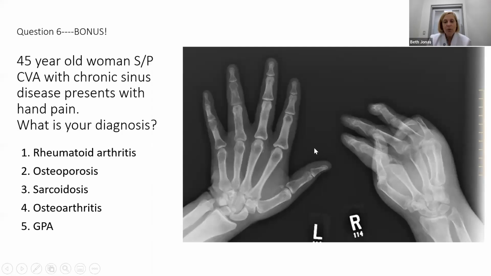Okay, and this is the bonus question. This is a 45-year-old woman who's recently had a CVA, and you can see there's some neurologic impairment to that right hand. She has a history of chronic sinus disease, and she presents with hand pain. What is your diagnosis? And I want you to be looking really at this hand. Okay, is this rheumatoid arthritis? Is this osteoporosis? Is this sarcoidosis? Is it osteoarthritis? Or is this granulomatosis with polyangiitis? This is our bonus round.